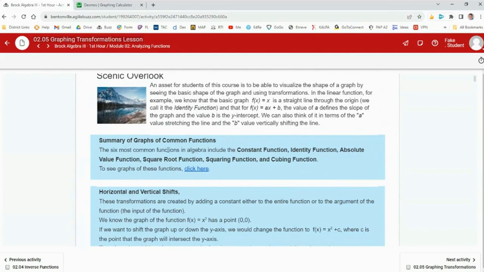So in algebra, we talk about a constant function. We talk about the identity function. We talk about the absolute value function, the square root function, the square function, and the cube function. So here's a picture of all 6 of those. If you're not familiar with what those functions are, let's take a look at what their graphs look like.